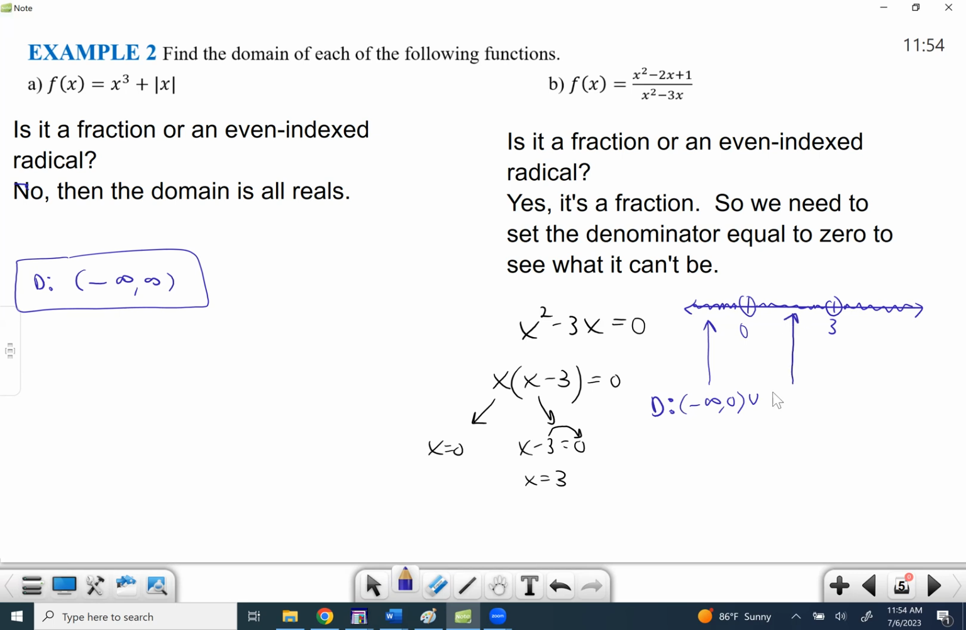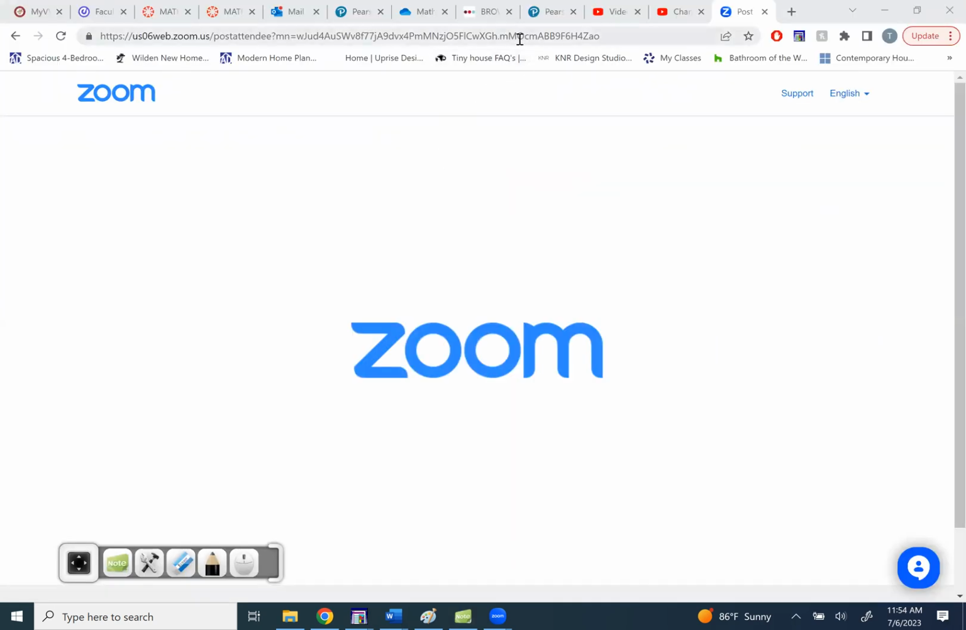This is going to be the numbers between 0 and 3. Again, all parentheses because we don't want to include 0 and 3. And finally, the last piece is going to be from 3 to positive infinity. And that's going to be the values that you are allowed to substitute into this equation and get an answer out. Now, again, I feel like pictures really say a lot here.